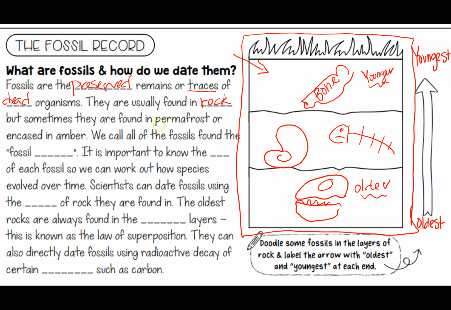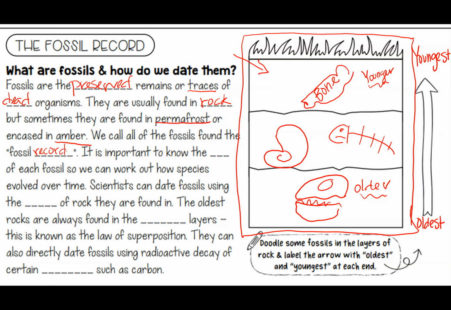All right, they're usually found in rock, but sometimes they're found in permafrost, which is permanently frozen ground, or encased in amber. Okay, permafrost can be found in Antarctica or in Greenland, the North Slope of Alaska. Amber, you're probably remembering Jurassic Park. This is fossilized tree sap. We call all of the fossils found the fossil record.